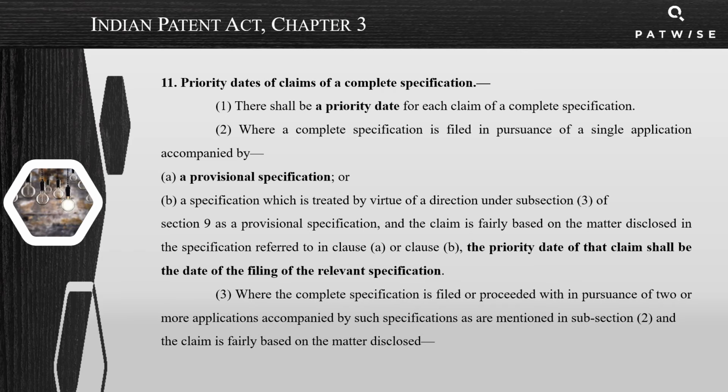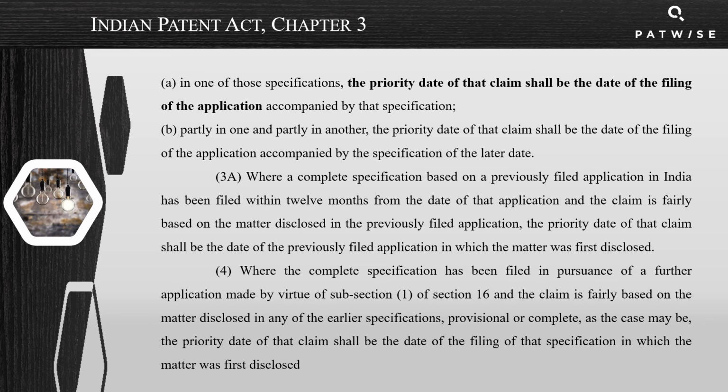Now, subsection 3 talks about wherein an application is filed and the application is based upon two or more applications. It is two or more provisional specifications combined to form one single complete specification. In such case, the priority date of the complete specification shall be the priority date of the application, that is the provisional specification for which the complete specification has been filed. So if A and B are two provisional specifications and the complete specification has been filed only for A provisional specification, then that shall be the priority date.